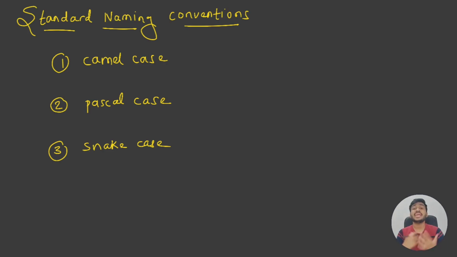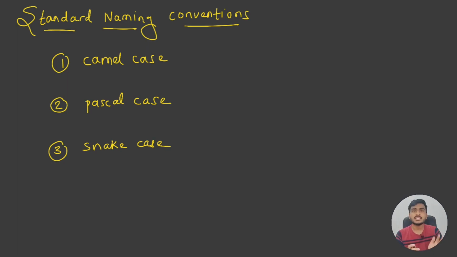So when it comes to naming your variables, or whenever we go ahead in this course, we are going to have topics like functions. Even in functions, we need to name our functions. Whenever it comes to naming your variables or naming your functions, there are some standard naming conventions that programmers usually follow. So let's quickly discuss the standard naming convention.